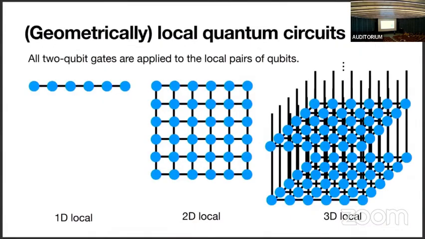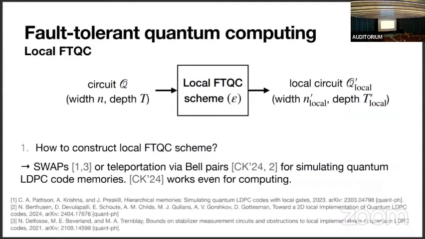In this talk, I also care about locality of the quantum circuits. Simply, locality means you put your qubits in 1D or 2D or 3D lattices, and all the two-qubit gates are acting on local pairs of qubits. Then you can consider a fault-tolerant scheme which takes an input circuit and outputs a local fault-tolerant circuit. And you can think about how to construct these schemes based on fault-tolerant quantum computation schemes.